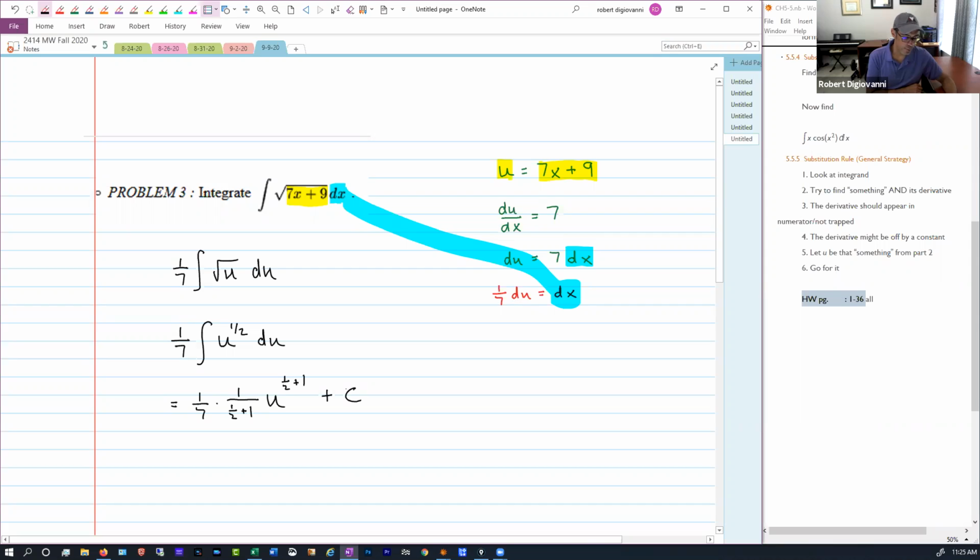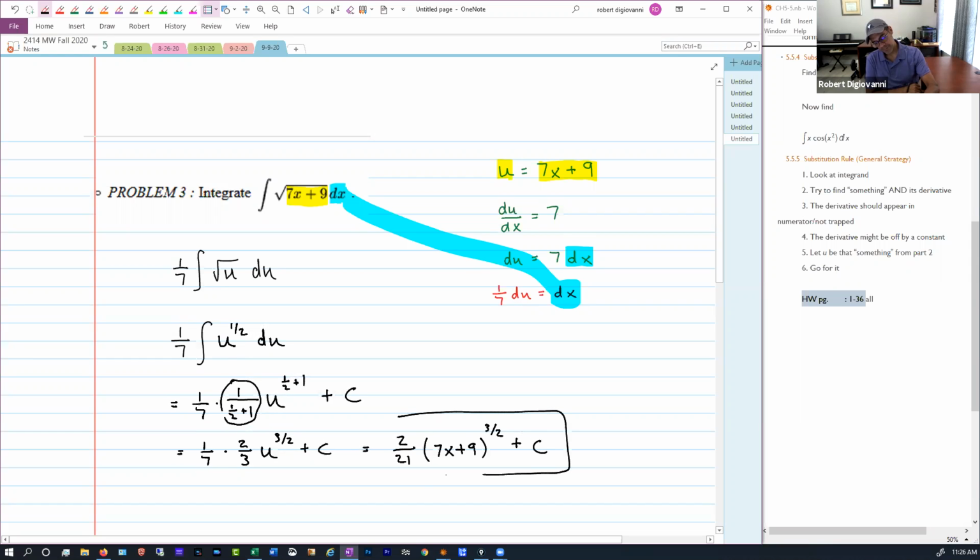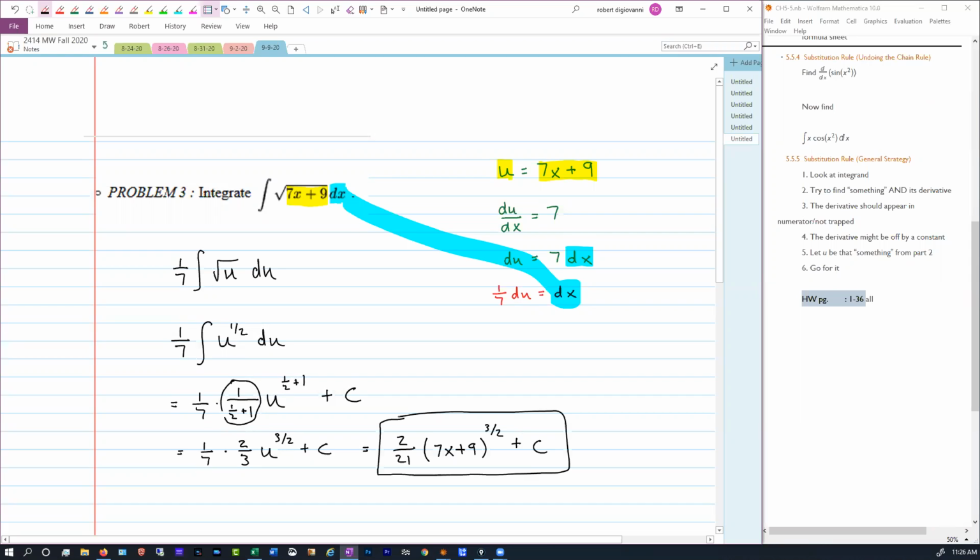Okay, now at this point, 1/2 plus 1 is 3/2. So this will be 1 over 3/2, which turns out to be 2/3, u to the 3/2 plus c. So I did this all in my head, all right? And then I can put that together: 2 over 21 times u, which was 7x plus 9, to the 3/2 plus some constant. Good job, Christian. Thank you.